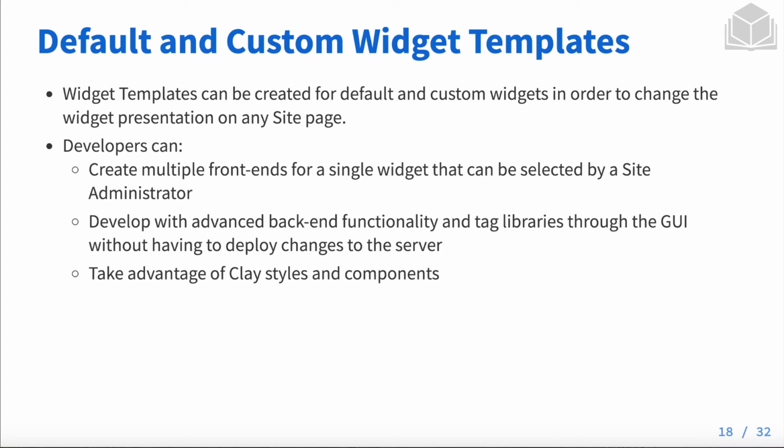So what these templates can do for either custom or out-of-the-box widgets is they allow us to create multiple front ends for a particular widget. You may have different sites on the platform that require the same kind of widget but need to have a different look and feel. Because of FreeMarker, we have the ability to develop some advanced back-end functionality. We can use some of the tag libraries. We can use some of those FreeMarker variables to make more advanced templates for our widgets. And of course, we can also take advantage of those Clay components and styles as well.